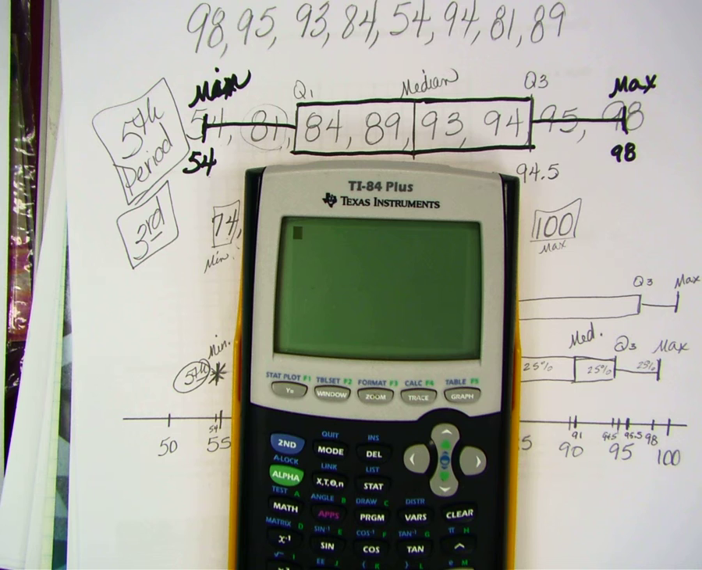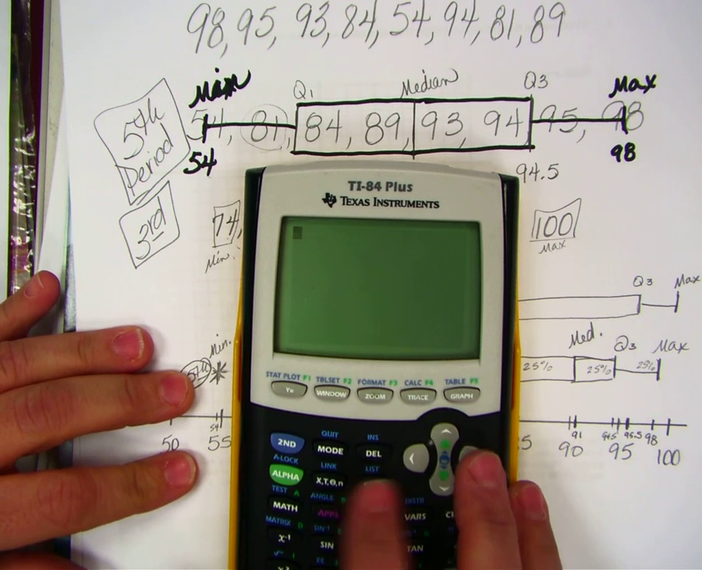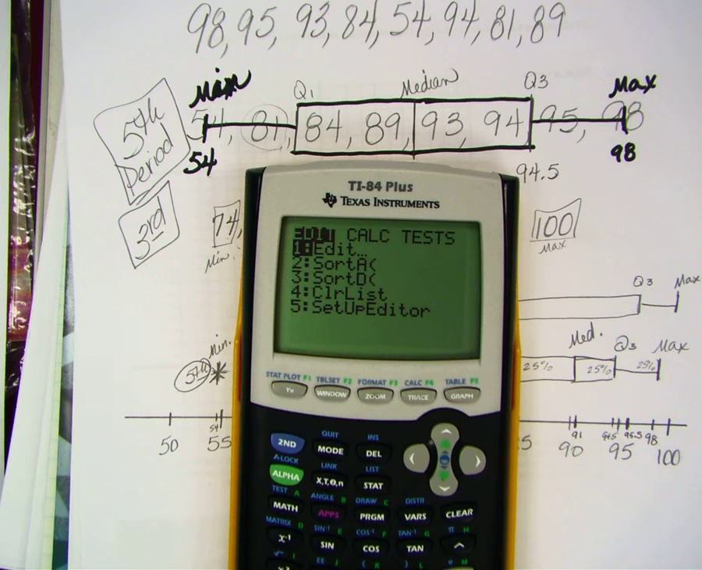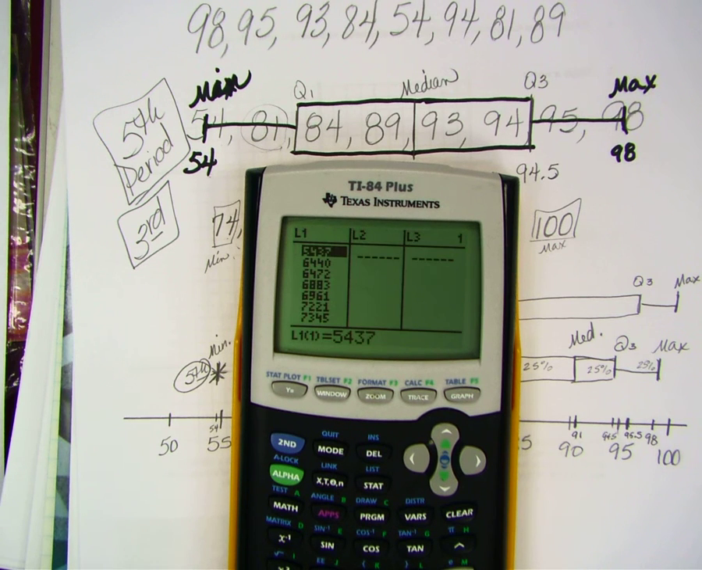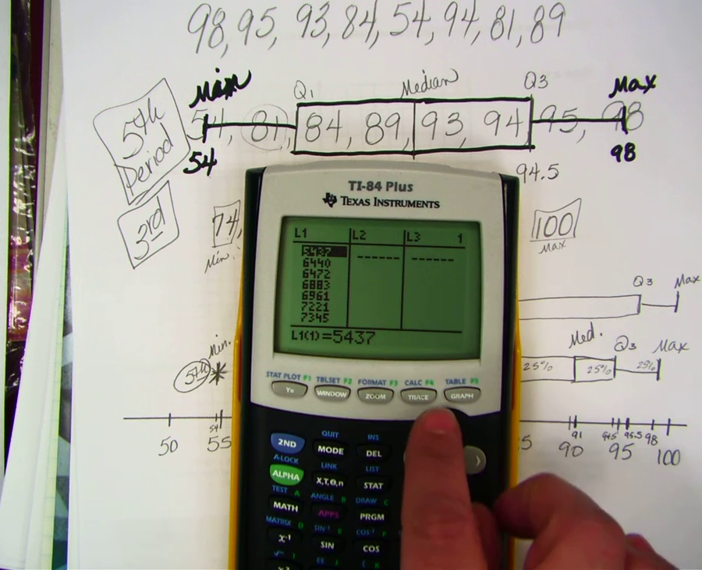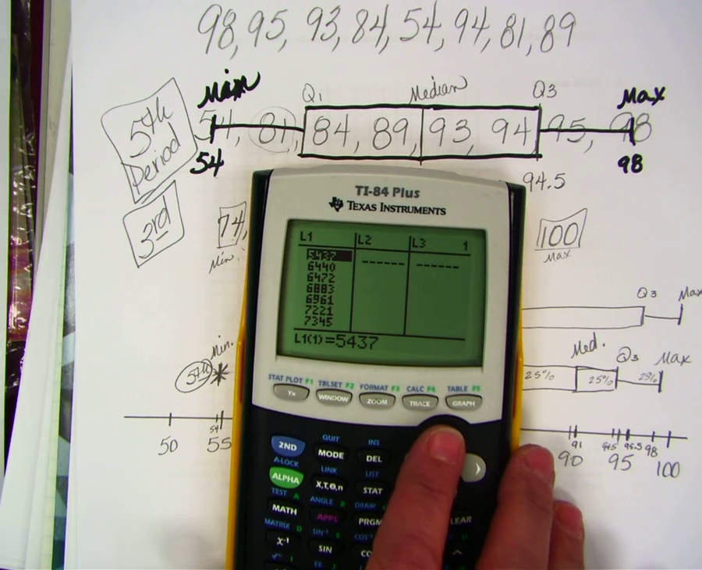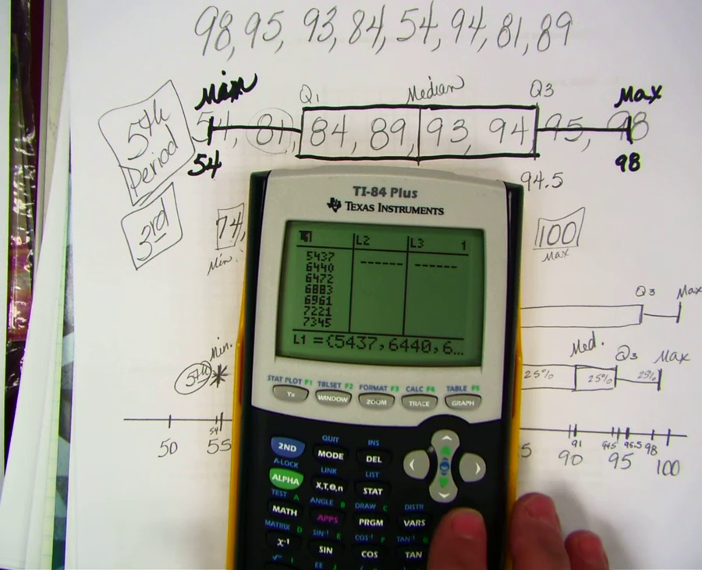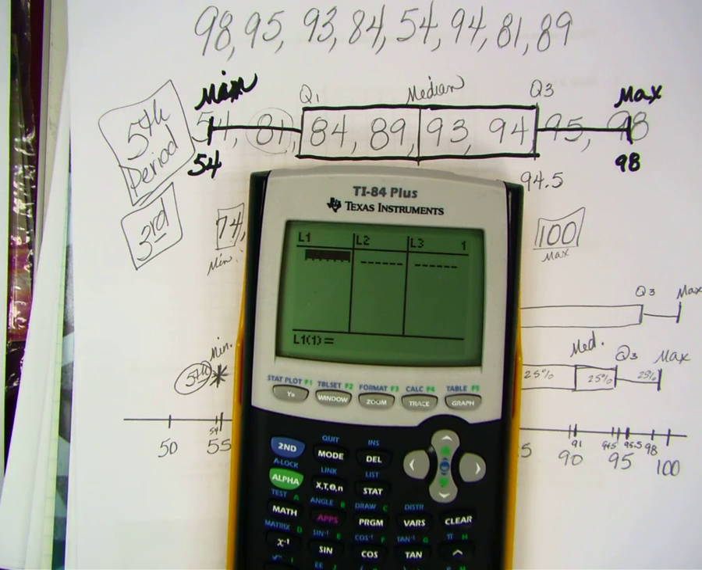So we're going to start with our data from fifth period. Now, the nice thing about using the calculator is that you do not have to put them in numerical order. The calculator will take care of that for you. Okay? So I'm going to go to Stat. I'm going to go to Edit. I'm going to clear my list. Remember, do not push Delete. You go up, you push Clear, and then you go back down.